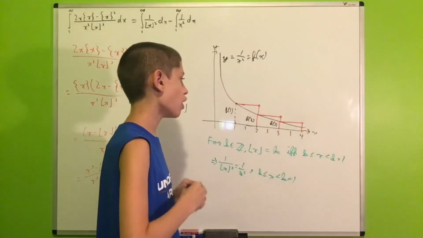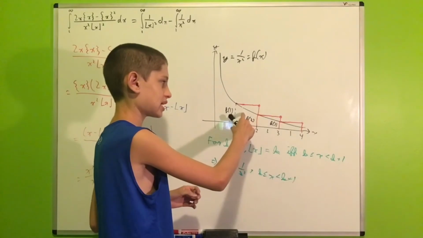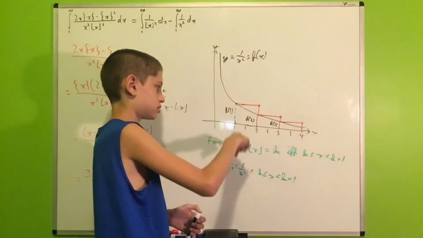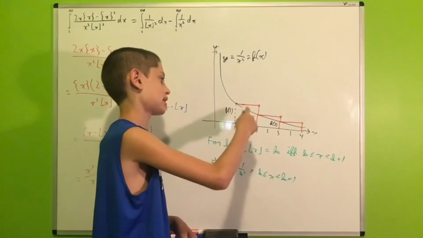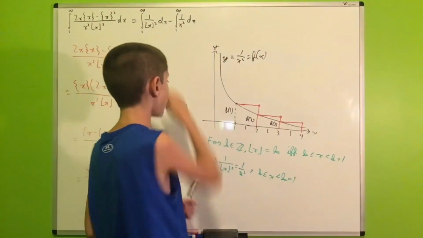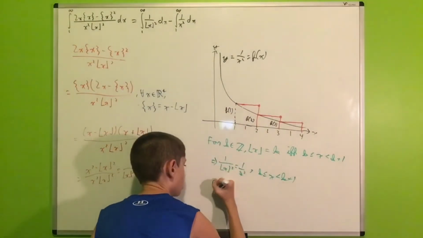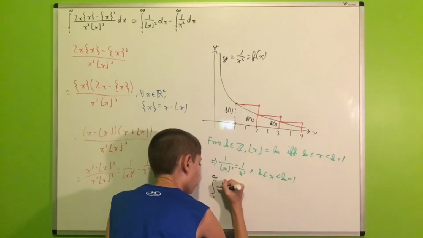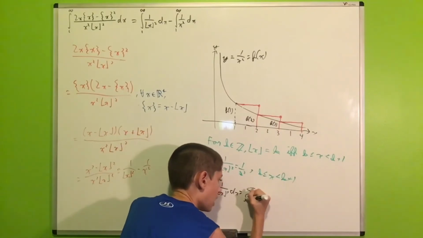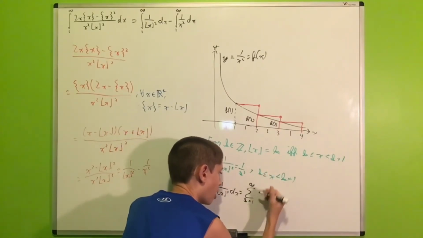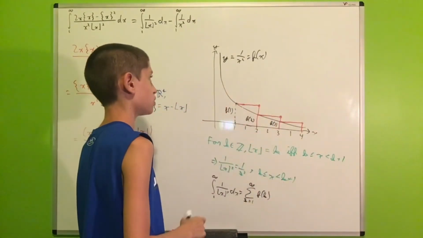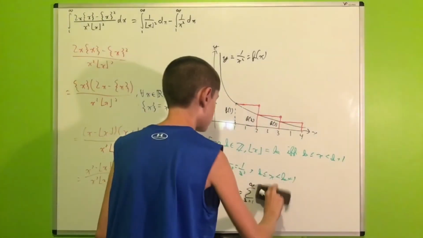So the area of each rectangle, starting with rectangle 1 all the way to infinity, is 1 times f of k, for k being from 1 to infinity. Therefore, we can rewrite this integral right here as the sum, as k goes from 1 to infinity, of f of k, because it's all 1 times f of k. But what is f of k? Well, it is just 1 over k squared.